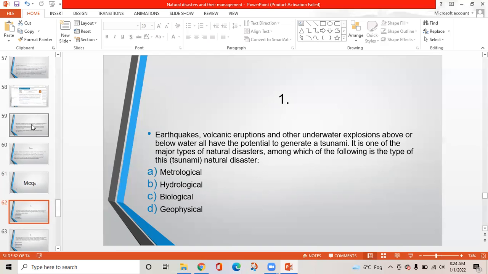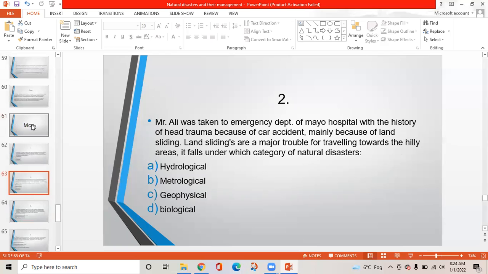Option B is the right one, a hydrological disaster. Second, Mr. Ali was taken to the emergency department of Mayo Hospital with a history of head trauma because of a car accident, mainly because of landsliding. Dry landslidings are a major trouble for traveling towards the hilly areas.